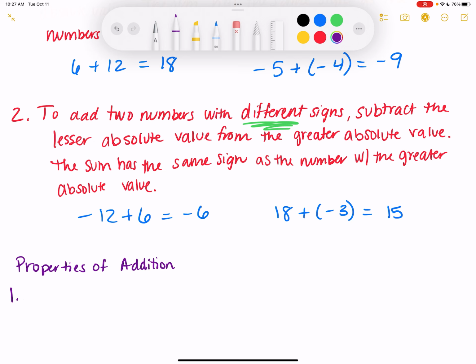So the first one is the commutative property. And this just says that A plus B is equal to B plus A. So all that's telling you is that you can change the order and add them together and they're going to be the same. So if I add 2 plus 3 and I add 3 plus 2, they're going to give me 5 no matter which way I look at it.